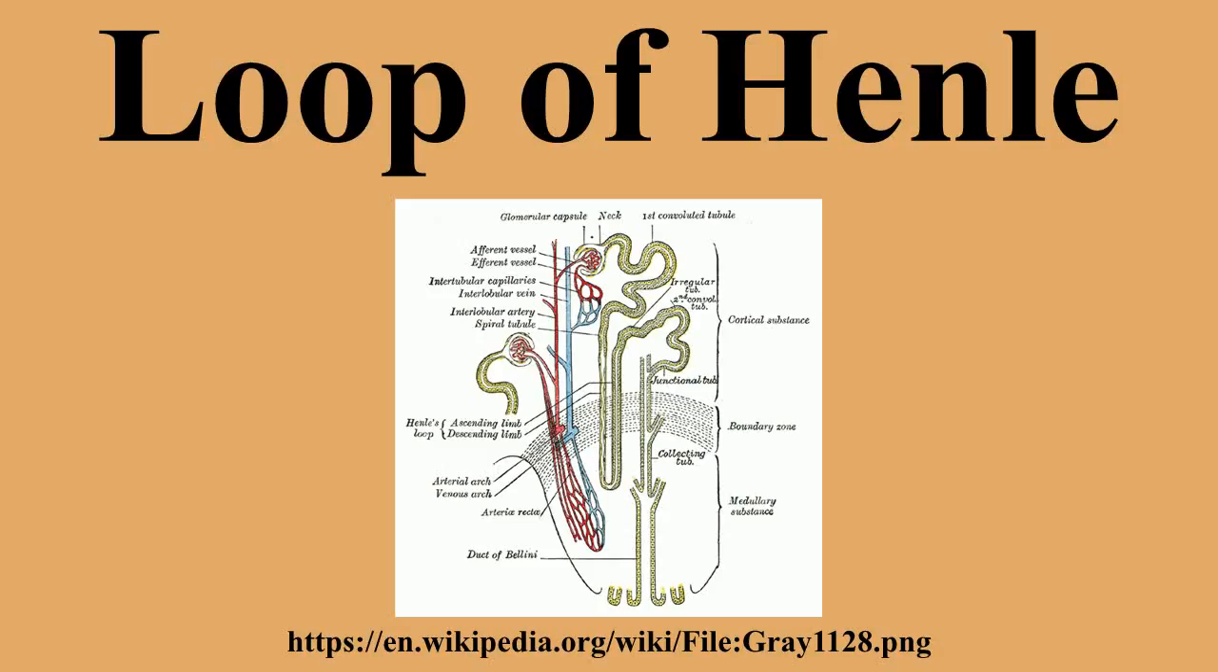Structure: the loop of Henle can be divided into 4 parts. Thin descending limb of loop of Henle. The thin descending limb has low permeability to ions and urea, while being highly permeable to water. The loop has a sharp bend in the renal medulla going from descending to ascending thin limb. Thin ascending limb of loop of Henle. The thin ascending limb is impermeable to water, but it is permeable to ions.